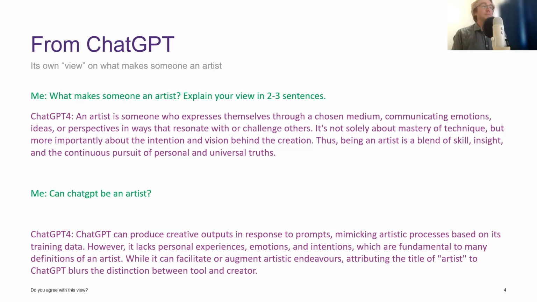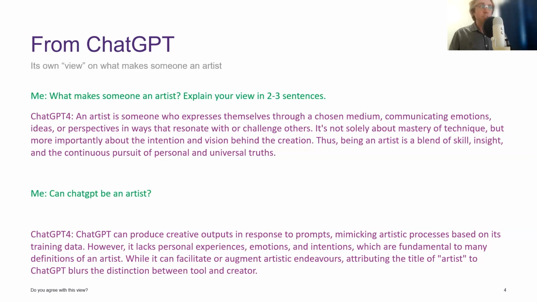But ChatGPT said, an artist is someone who expresses themselves through a chosen medium, communicating emotions, ideas, and perspectives in a way that resonates with or challenges others. It's not about technique, but more about intention and vision behind the creation. Thus, being an artist is a blend of skill, insight, and the continuous pursuit of personal and universal truths. So that's a pretty good response.